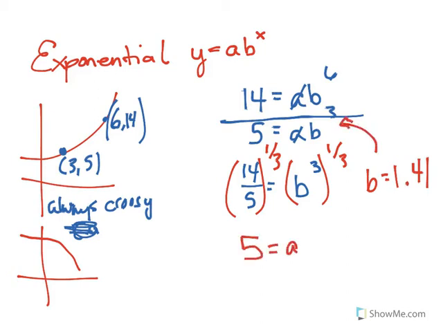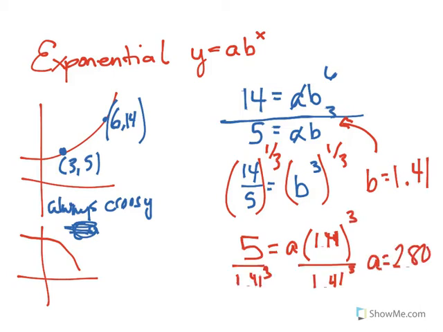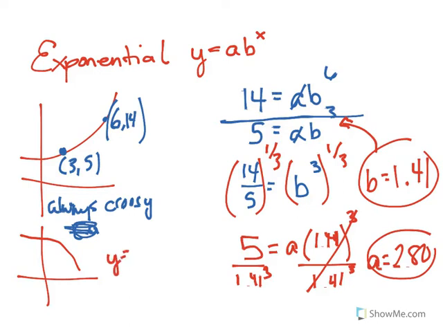So now that I have the b, I can substitute it back into either equation to get the a. 5 equals a times 1.41 to the 3rd. I divided both sides by 1.41 to the 3rd, and I got a to be equal to 2.80. So my exponential equation is y equals 2.8 times 1.41 to the x.